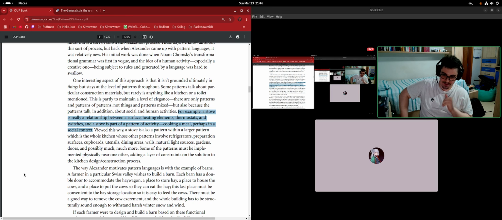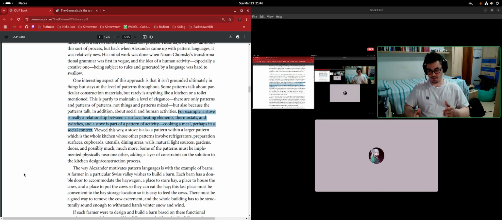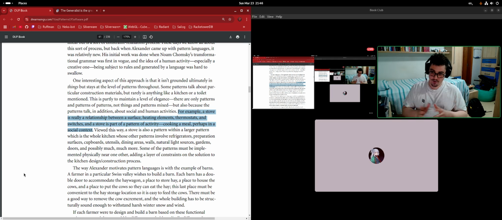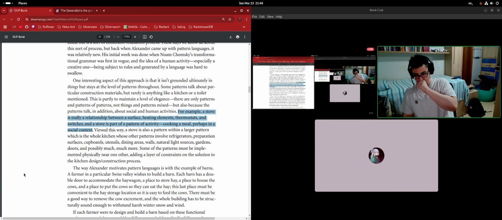A stove is a relationship between a surface, heating elements, thermostats, and switches, and a stove is part of a pattern of activity, cooking a meal perhaps in a social context. Viewed this way, a stove is also a pattern within a larger pattern, which is the whole kitchen, whose other patterns involve refrigerators, preparation of surfaces, cupboards, utensils, dining areas, walls, natural light sources, gardens, doors. Some of the patterns must be implemented physically near one another, adding a layer of constraints to the solution to the kitchen design and construction process.